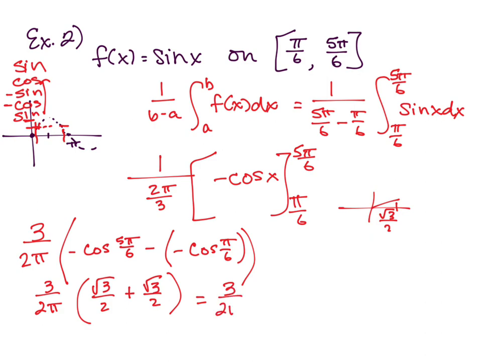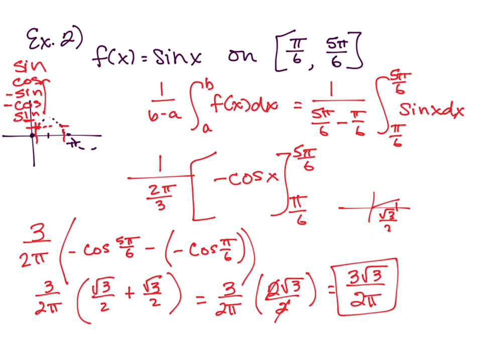So we have 3 over 2 pi times 2 square root 3 over 2. 2 of those, ain't it? So I canceled those 2's. So I have 3 square root 3 over 2 pi as my final answer.